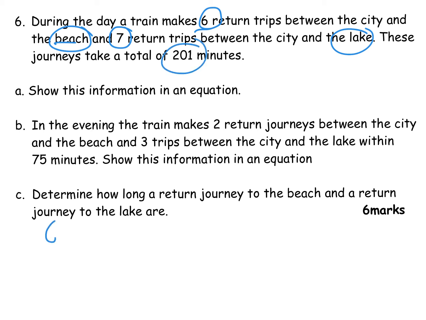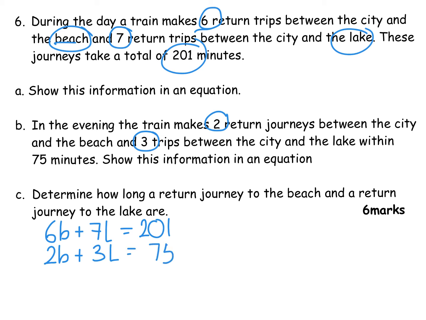So we've got 6 beach plus 7 lake equals 201. Okay, let's look at our second equation. The key information is 2 beach and 3 lake, equals 75 minutes. I keep saying city, it's lake. I think the fact that we're talking about beach, lake and city threw me because there was an extra kind of thing in there.